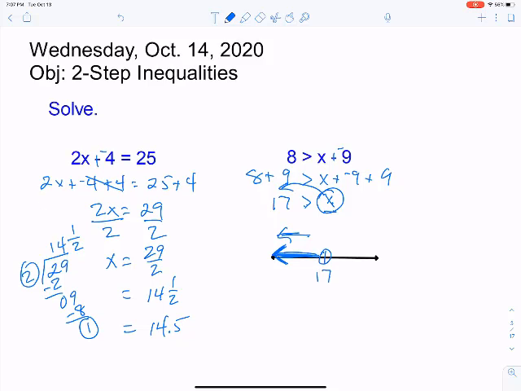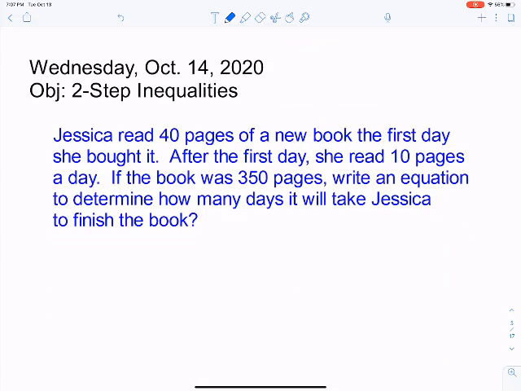Okay, so let's move on to the next one. We got one more question here for our warm-up. It says, Jessica read 40 pages of a new book the first day she bought it. After the first day, she read 10 pages a day. If the book was 350 pages, write an equation to determine how many days it will take Jessica to finish the book. Okay, now we need to understand something with this.